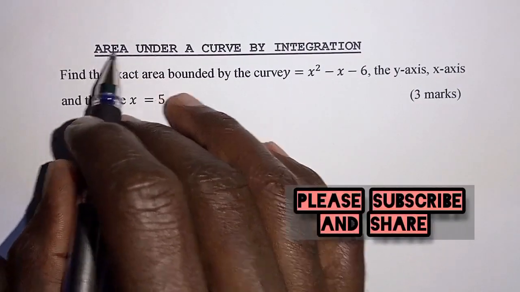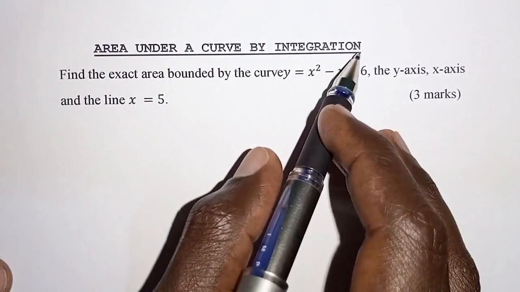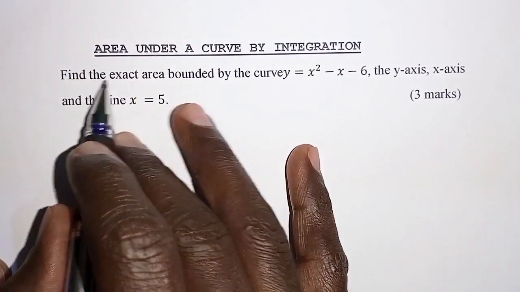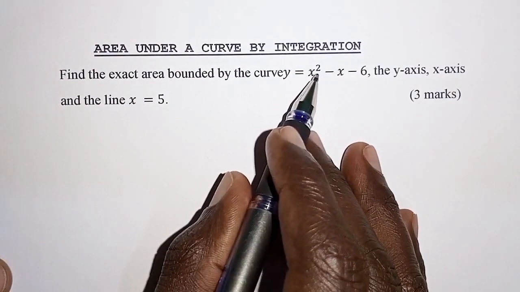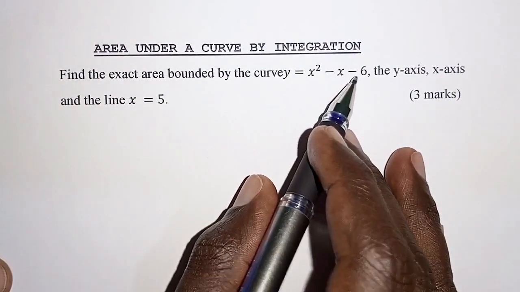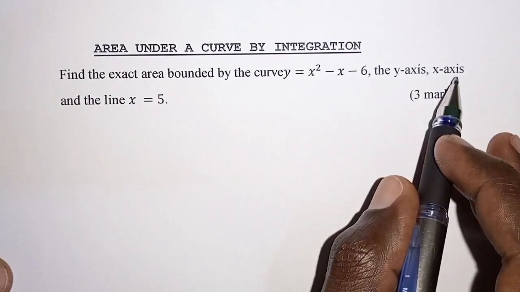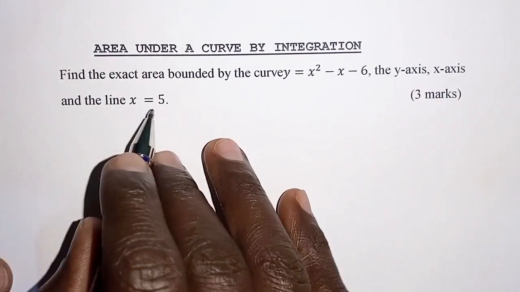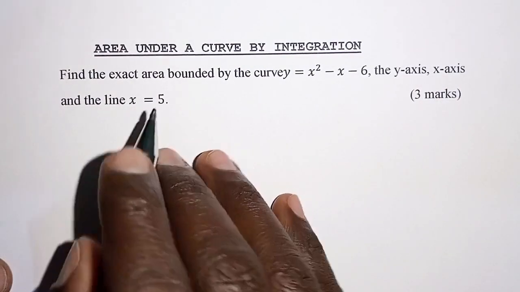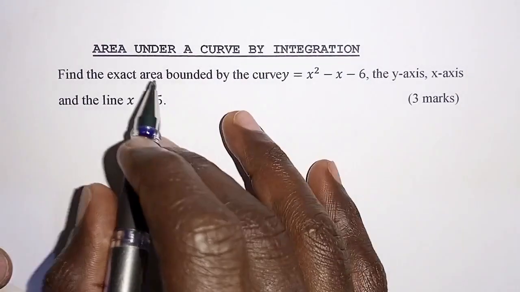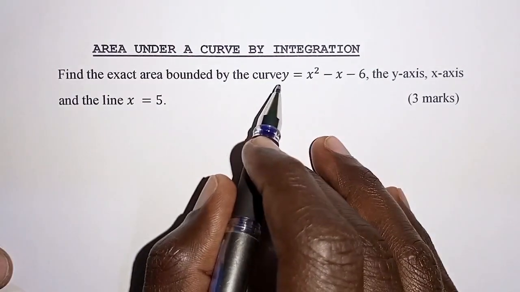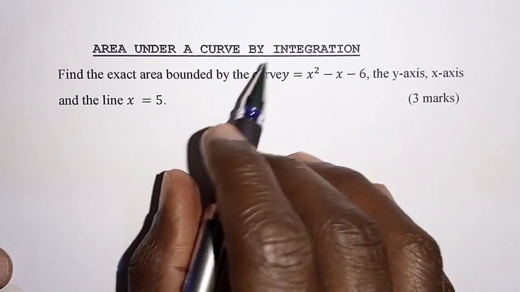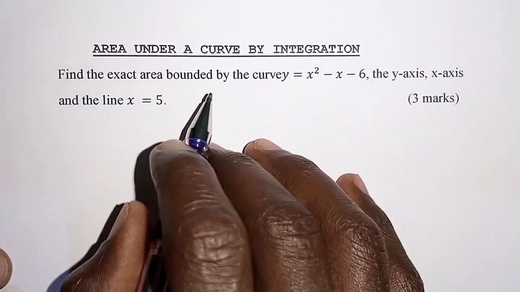This video is about area under a curve by integration. Find the exact area bounded by the curve y is equal to x squared minus x minus 6, the y-axis, x-axis, and the line x is equal to 5. Now we need to take note that the exact area bounded by the curve is the area obtained by integration.